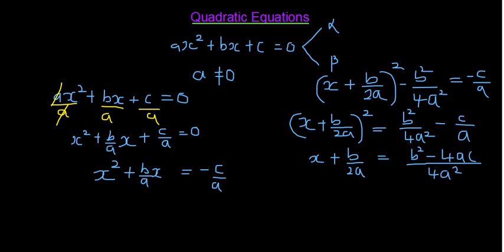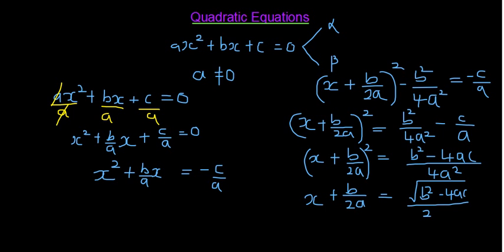Then I need to get rid of this square in order to get the answer for x. So I'm taking the square root of both sides of the equation, then the square will cancel out. Finally I'm getting the square root of b squared minus 4ac over the square root of 4a squared, which means 2a. Since this is a square root value, we have to use plus or minus.